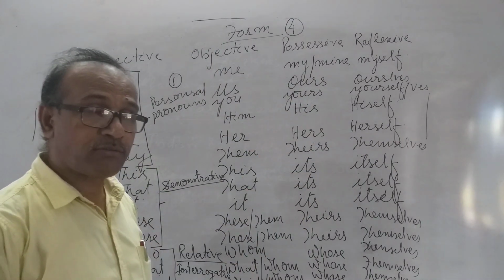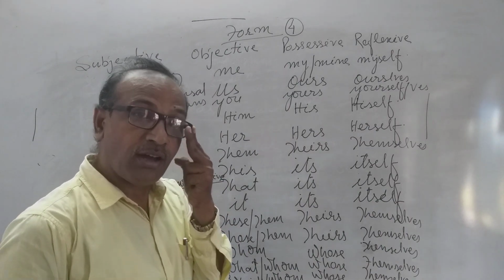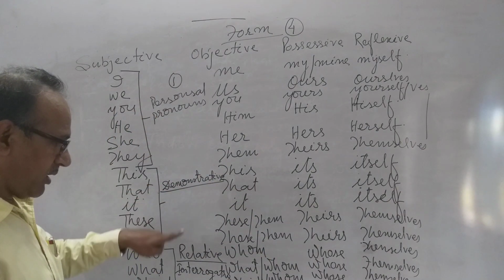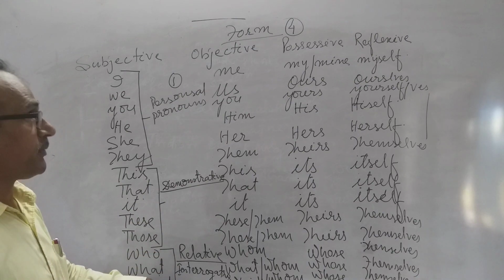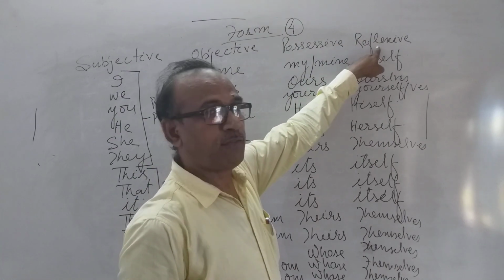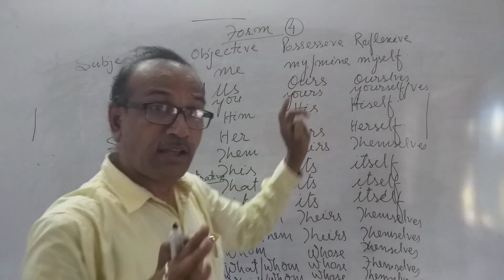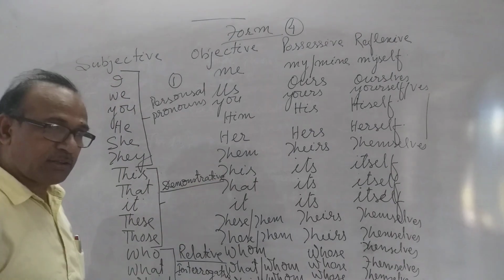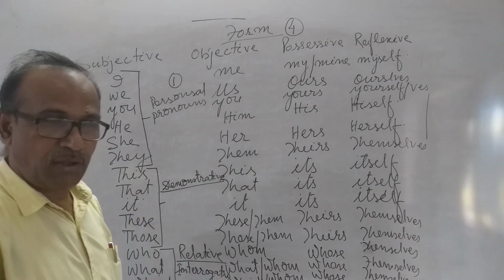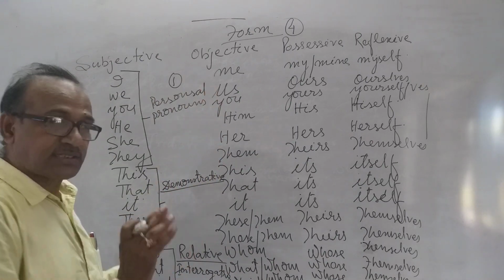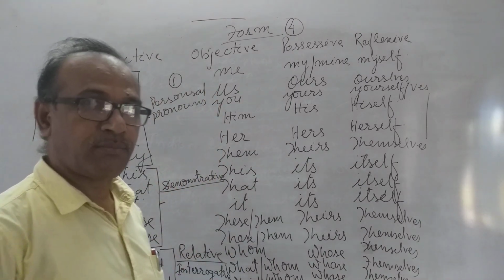So, how many types of pronouns do we have here? Personal pronoun, demonstrative pronoun, relative pronoun, interrogative pronoun, objective pronoun, possessive pronoun, and reflexive pronoun. So, 7 types of pronoun we get. Okay, from this particular table, we came to know about 4 forms of pronoun and 7 types of pronoun.